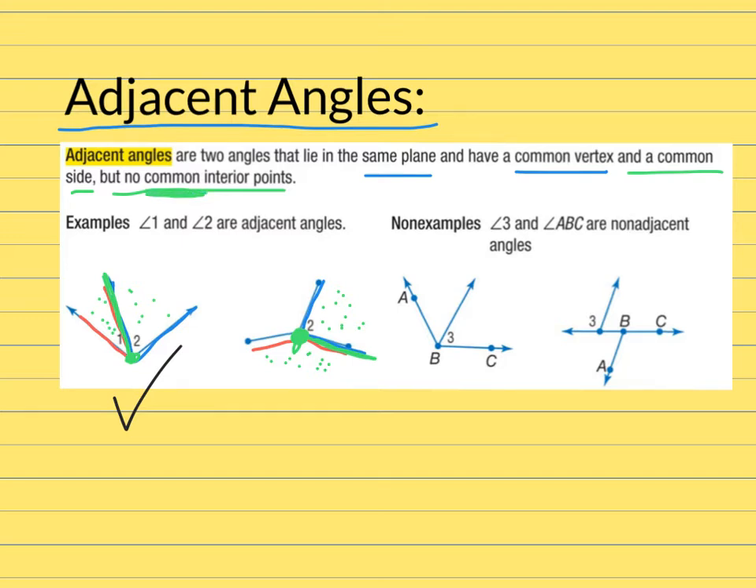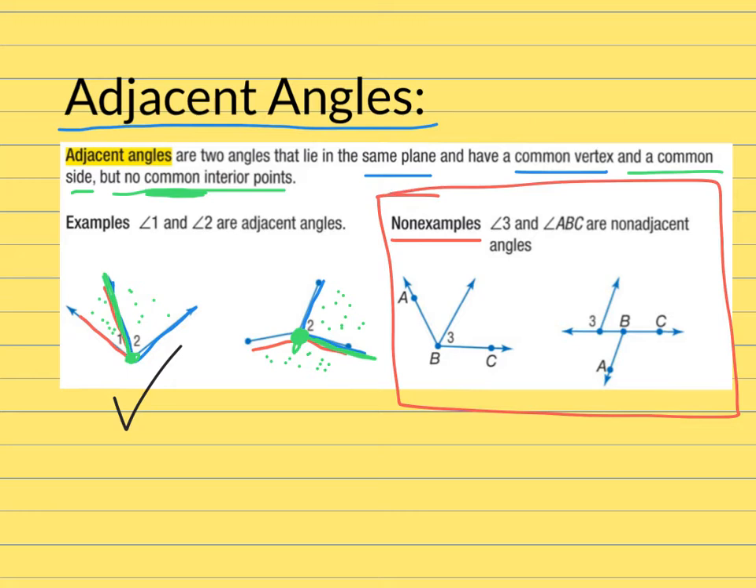These next examples are non-examples. So angle 3 and angle ABC are non-adjacent angles. Angle 3 is right here, and angle ABC is this big angle here. They do have a common vertex and a common side. However, all of the points in angle 3 are also inside of angle ABC. So they do have common interior points, and therefore this one is not an example of adjacent.